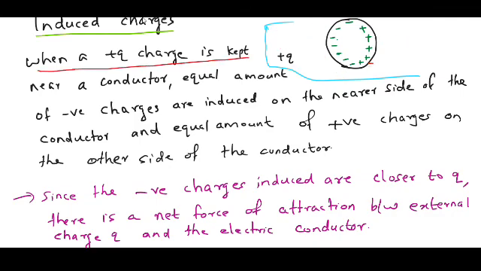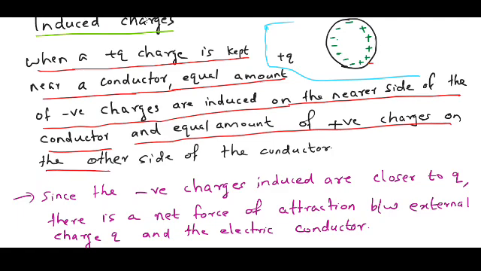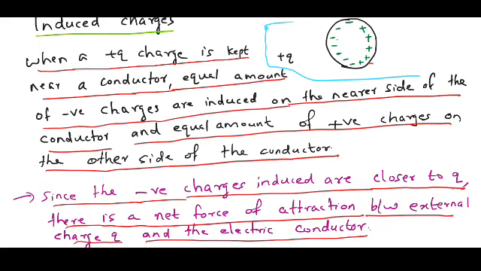A plus Q charge is kept near a conductor. Equal amount of negative charges are induced on the nearer side of the conductor and equal amount of positive charges on the other side of the conductor. Since the negative charges induced are closer to Q, Q is the external charge, there is a net force of attraction between the external charge Q and the electric conductor.